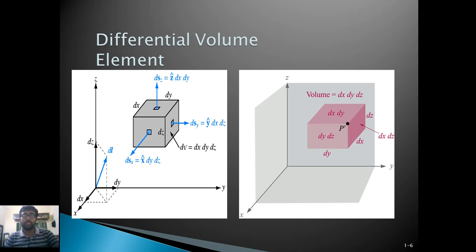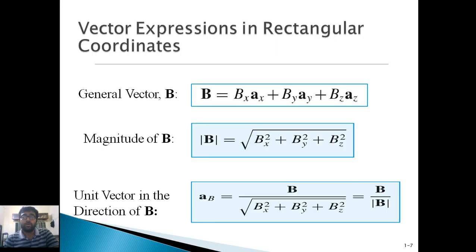Okay, so we have ended this. I will go to the next slide. Now the vector expression in rectangular coordinates: a general vector b will be described as b suffix x a suffix x, plus b suffix y a suffix y, plus b suffix z a suffix z. This is the magnitude of b. If you have to find the unit vector in the direction of b, we divide the whole vector by the magnitude, and only the direction will be left. This is the way of finding the unit vector.